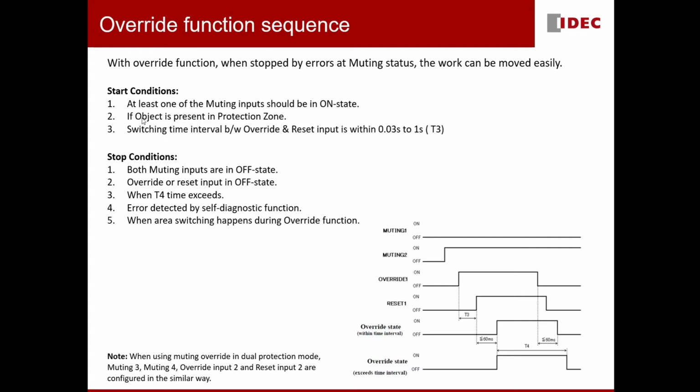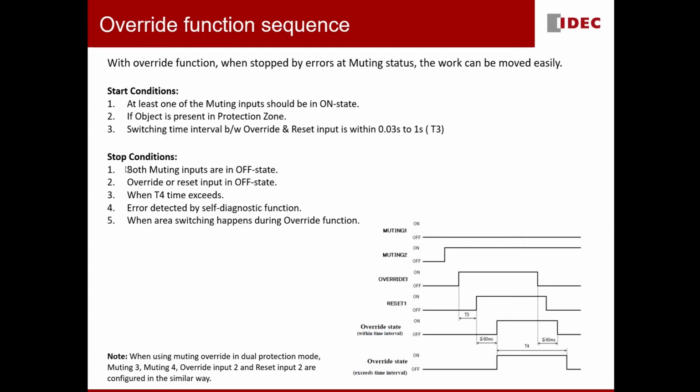The start conditions of override are basically 3 major conditions. At least one of the muting inputs should be in on state, muting 1 or muting 2, either one. Then, an object should be present in the protection zone, this is one more condition. The third condition is the switching time interval between the override and the reset, that is T3. It should be within the time interval of 0.03 to 1 second. Again, this can be set with the help of SLS Designer.